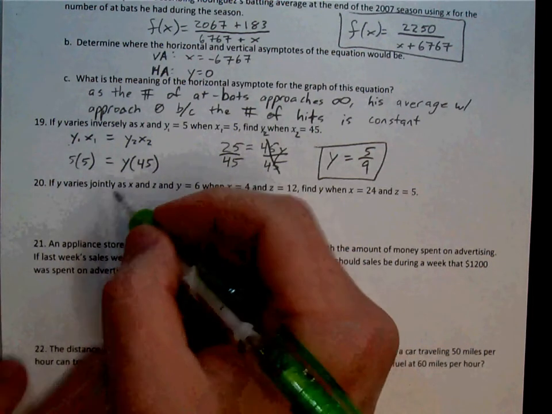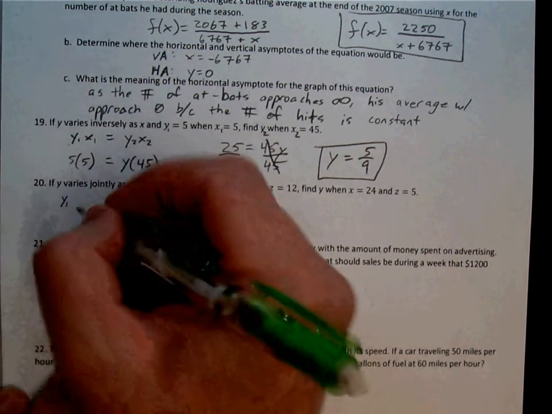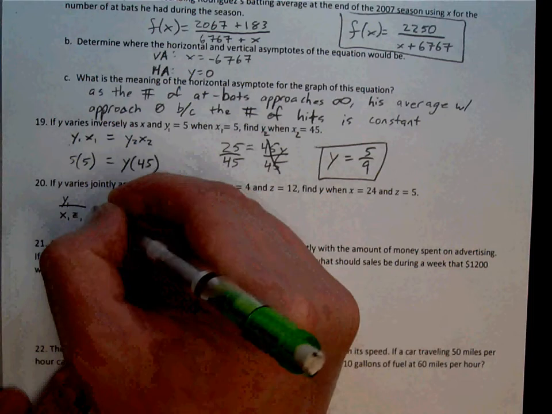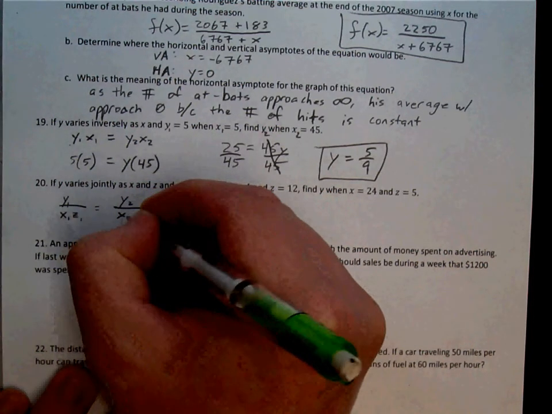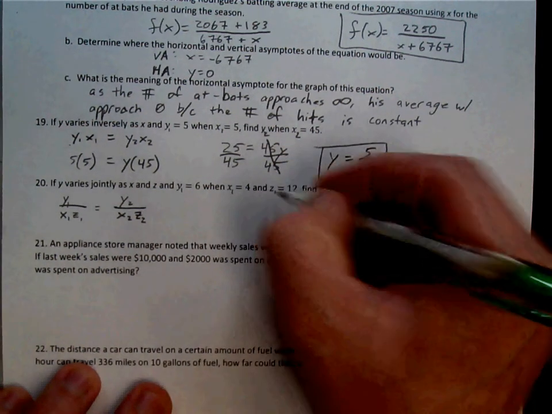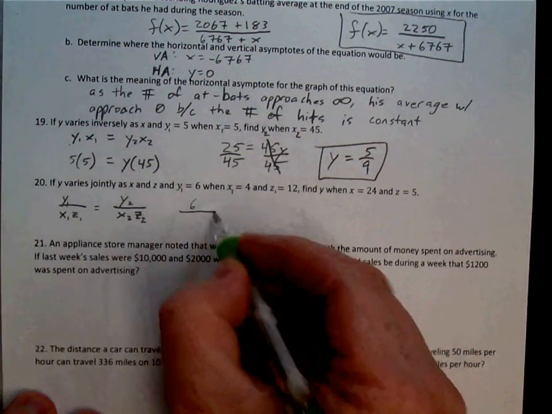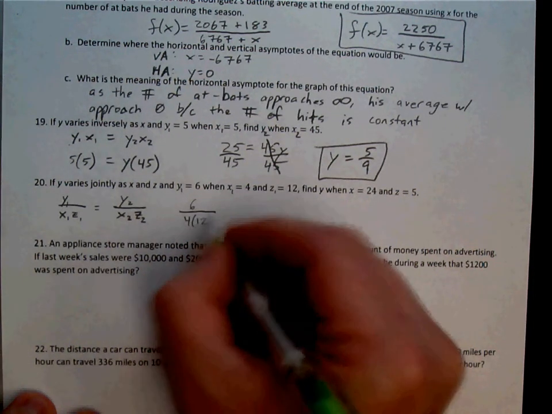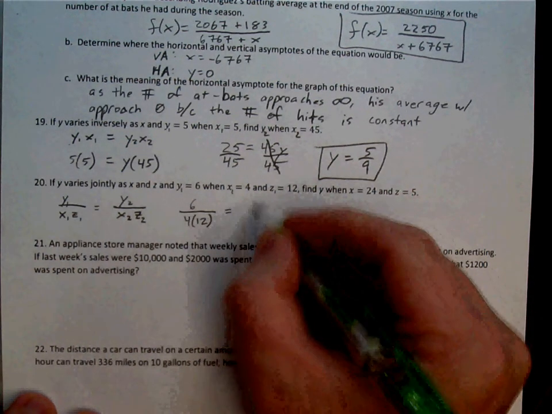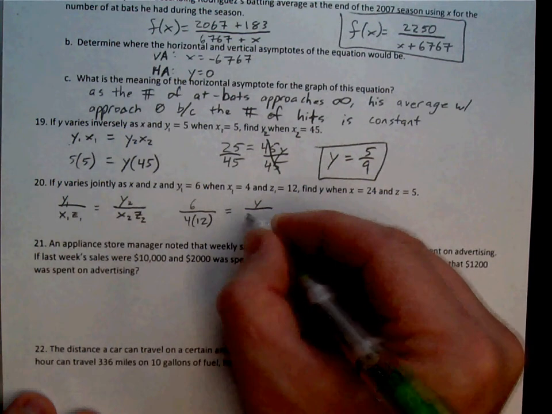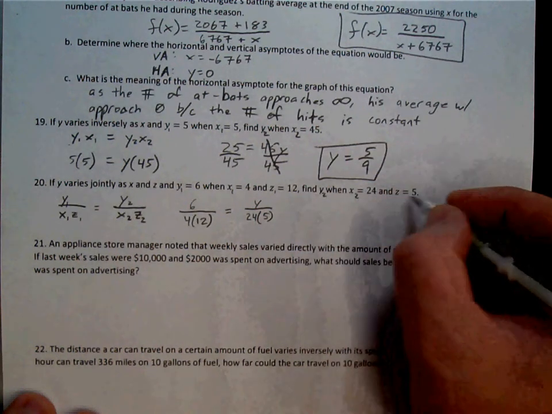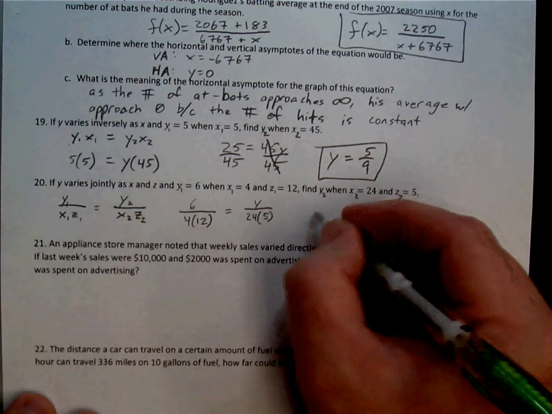Number 20. y varies jointly, so I'm going to go to the denominator with x sub 1 and z sub 1. And that then equals y sub 2 over x sub 2, z sub 2. Plug in your first set of data, we'll call those the sub 1s. So 6 over 4 times 12. That's going to be 24. I can simplify the whole fraction to 1/4. But let's continue the other side. We don't know y. The x was 24, while the z was 5.